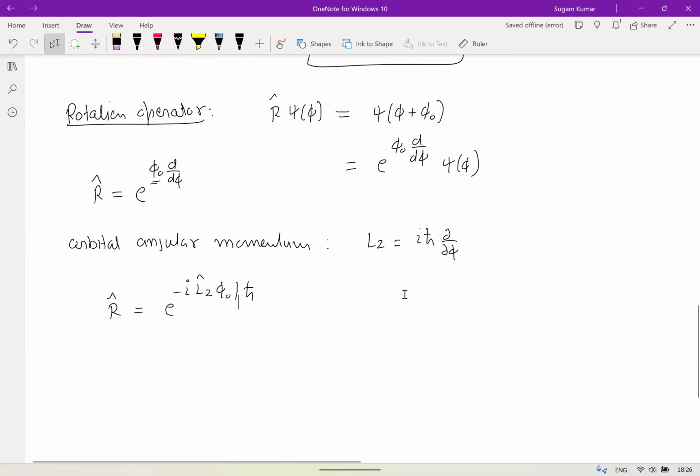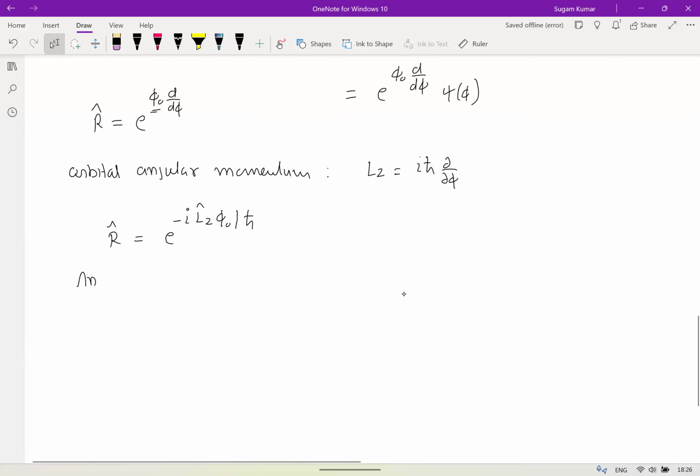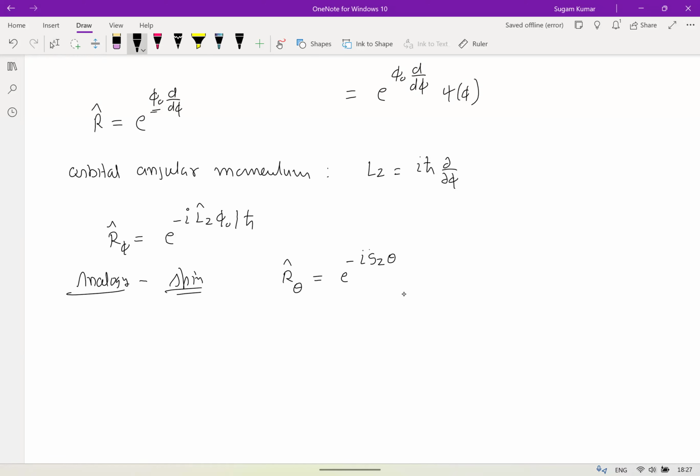With the same analogy, let us go into spin and apply the same thing for the spin. So for the spin, I will call it R phi, rotating by an angle phi. Here I will call it, let us say, theta or phi, whatever you can use, the symbol doesn't matter. Applying the same logic, it becomes e power minus iota SZ into theta upon h cut.